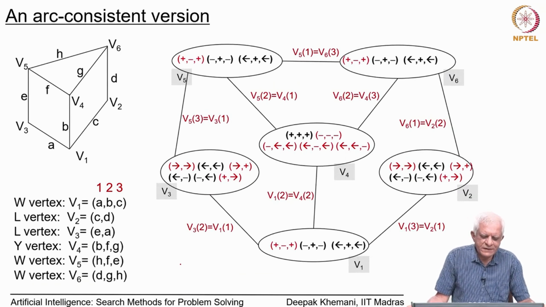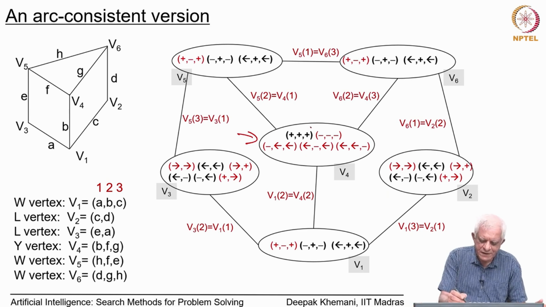Here is an example that we had seen earlier of a line labeling problem. It is sometimes called Huffman-Clowes labeling, and we had seen a simple object, and we had constructed the matching diagram for that object. I will leave it to you to verify that after you make this network arc consistent, some of the values which we have shown in red will vanish and only the values that we have shown in black will remain essentially.